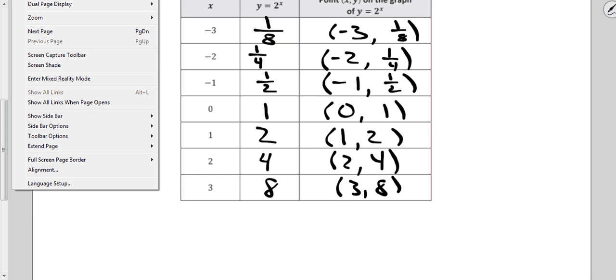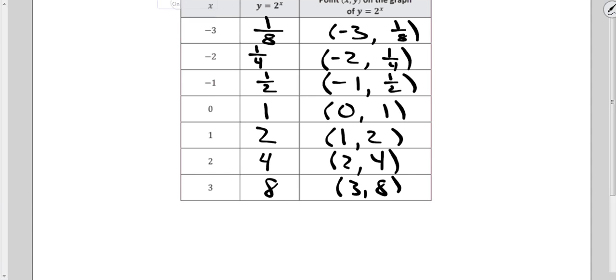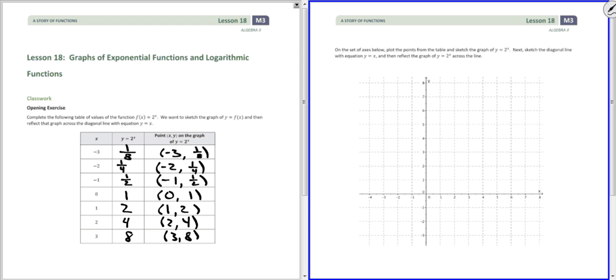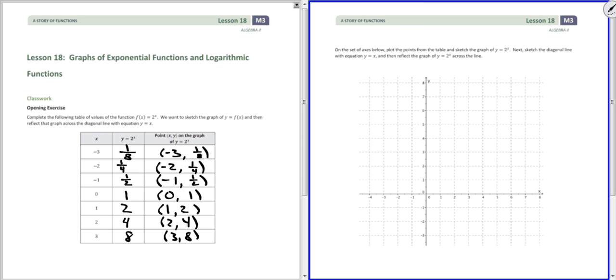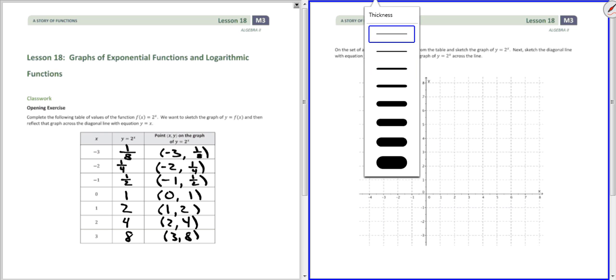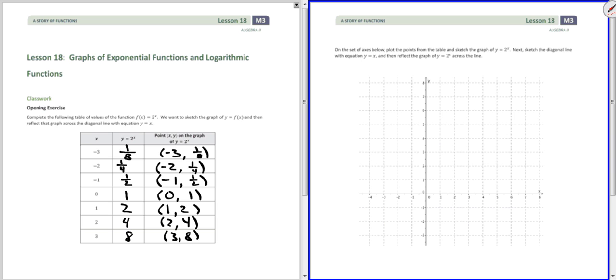I'm going to play with my new toy here. And looky here, I got my dual page display up because we're going to graph these points on the next page. I think I'm going to need my skinny pen for this. Should I do it in red though? Let's do it in red.